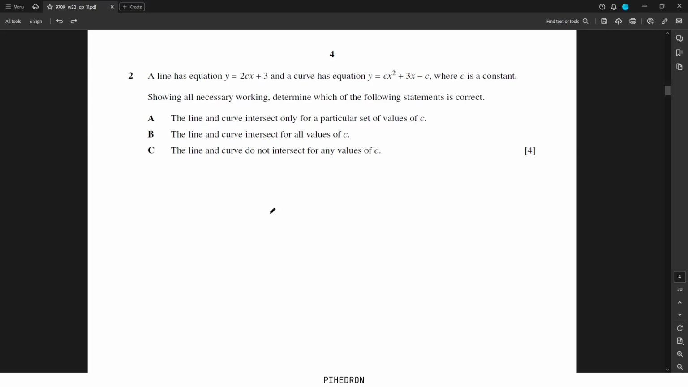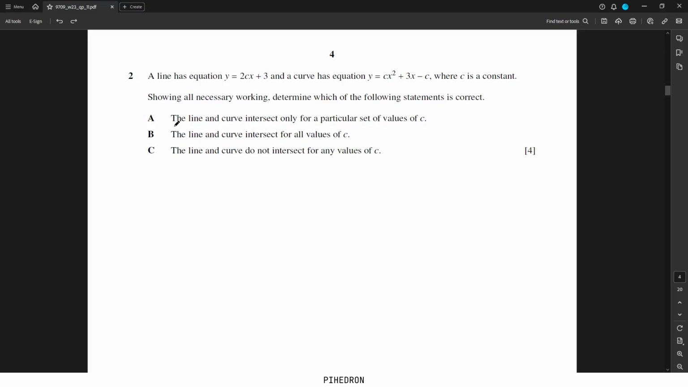So question 2 is asking us, a line has equation y equals 2cx plus 3, and the curve has equation y equals cx squared plus 3x minus c, where c is a constant. So we have a multiple choice question over here, and we need to select which statement is true.